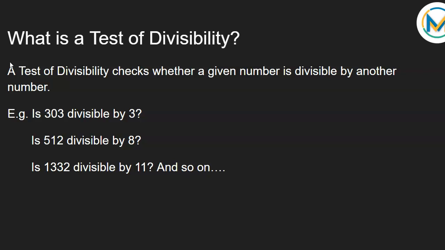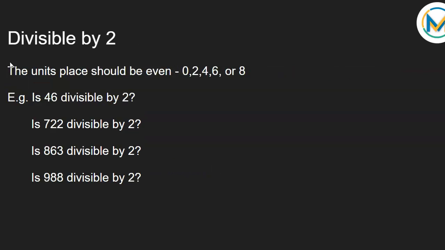So let us look at the first test of divisibility, that is divisibility by 2. This is the easiest. If the number is even, it means the number is divisible by 2. So the units place should be even. Even in the sense the units place can be 0, 2, 4, 6 or 8. So is 46 divisible by 2? Yes, because 6 is even. Here 722, 2 is even. In 863, 3 is odd, so it is not divisible by 2. 988, 8 is even, so it is divisible by 2.